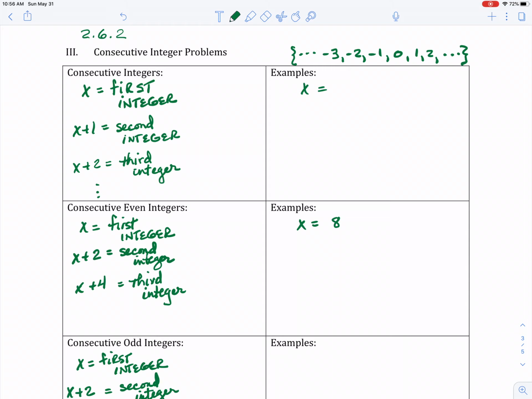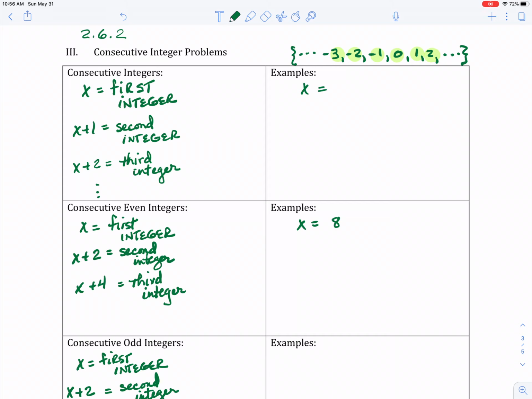You can see I have the set of integers highlighted here in brackets. The 0 is an integer in the middle, and then you have positive whole units to the right and negative whole units to the left. So that is the set of integers. We are working with three types of integers here. We're going to start with consecutive, then we're going to look at consecutive even, and finally we're going to look at consecutive odd integers.